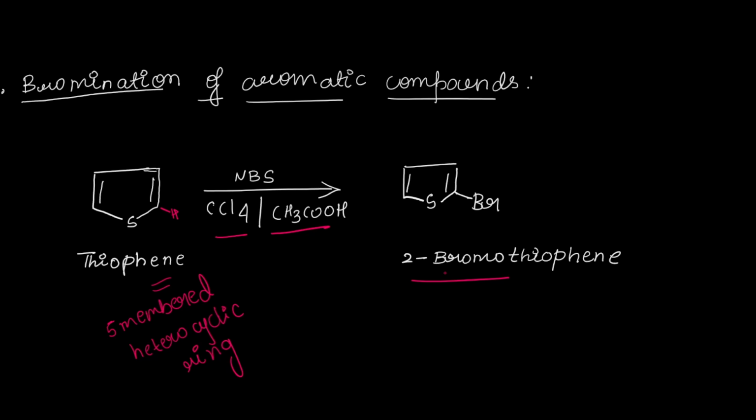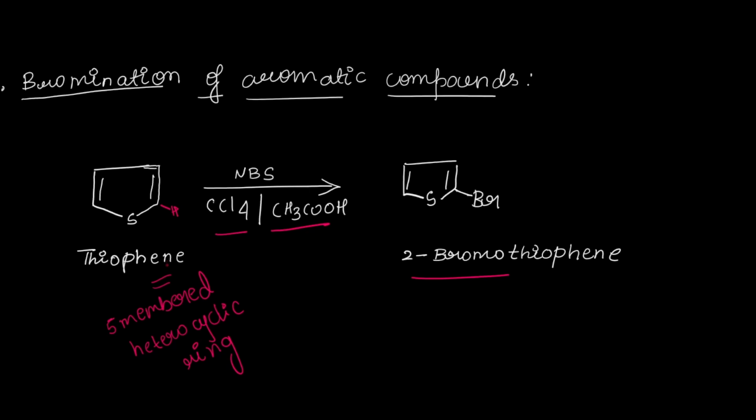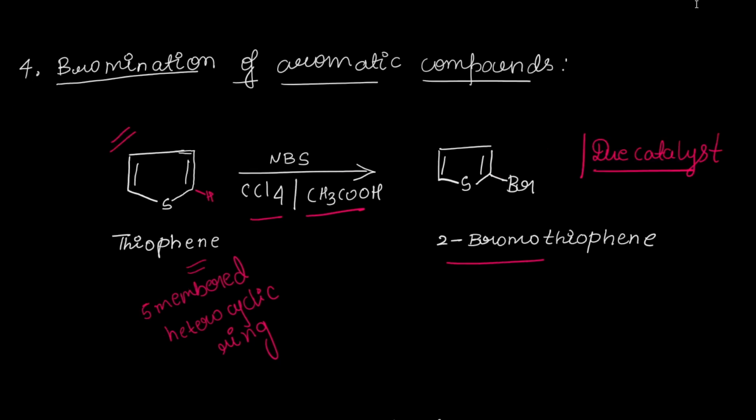So in bromination of aromatic compounds, you can add bromine to natural products or heterocyclic rings such as thiophene, furan, and to some extent pyridine. Finally, this NBS reagent can assist in bromination of aromatic compounds with the right catalysts. I have not mentioned the catalyst here, but if a catalyst is given, the same thing happens but at a faster rate.